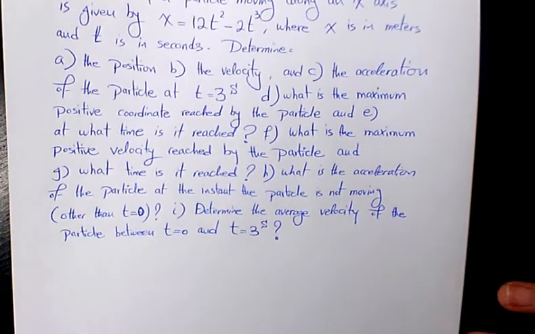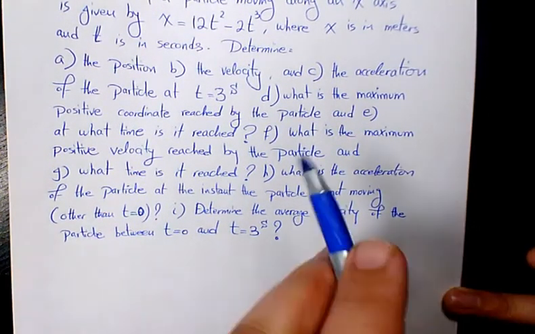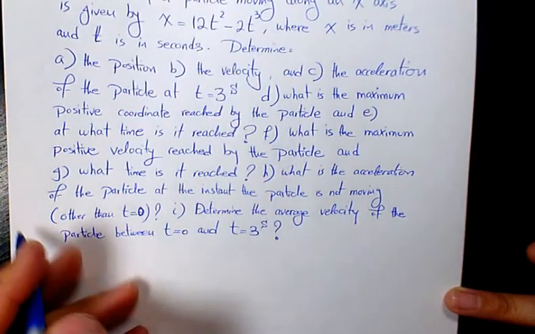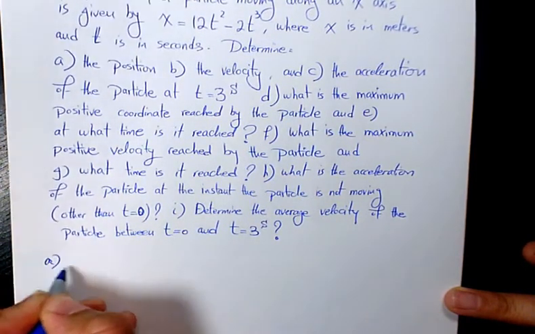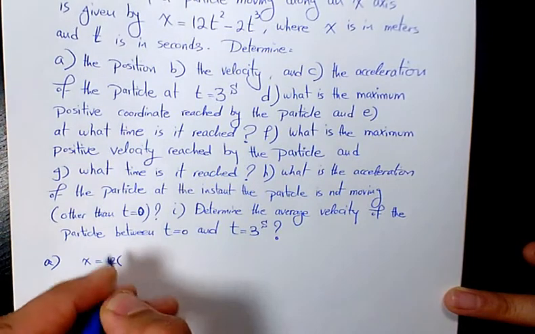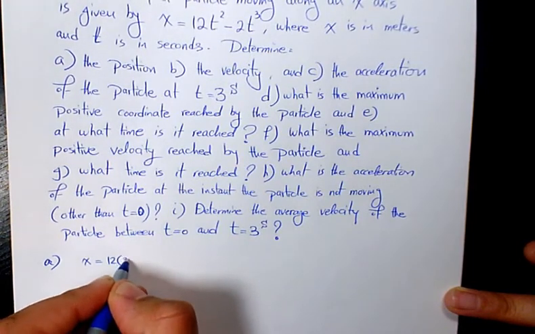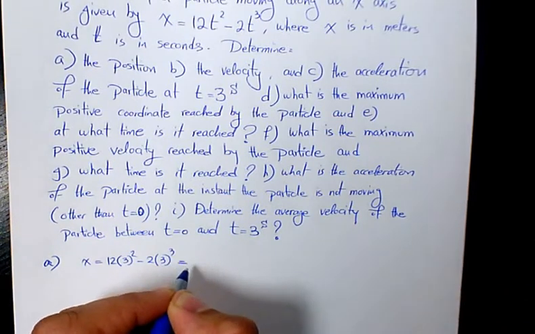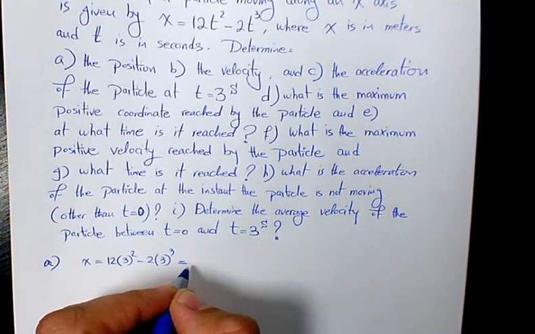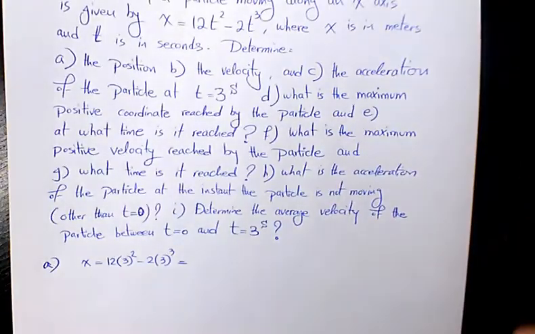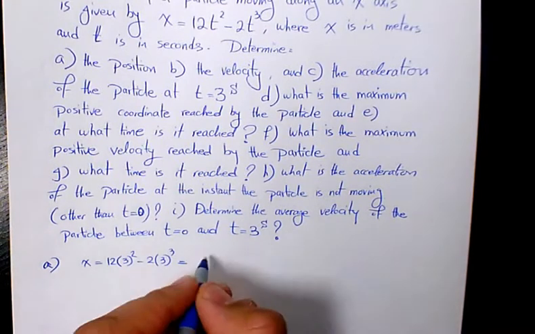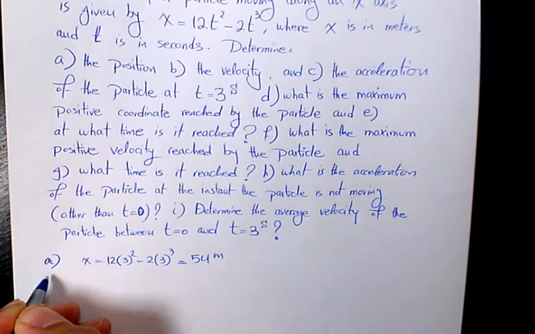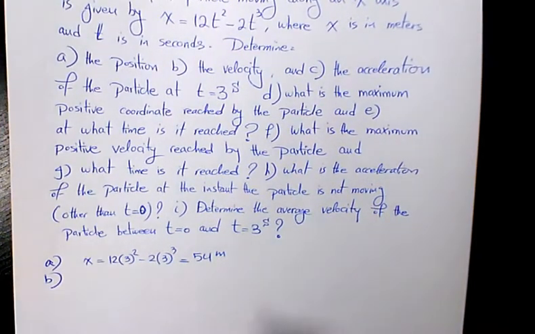In order to find out the position, we just need to sub the time in here. So it's going to be x equals 12 times 3 to the power of 2 minus 2 times 3 to the power of 3. That will be 54 meters.